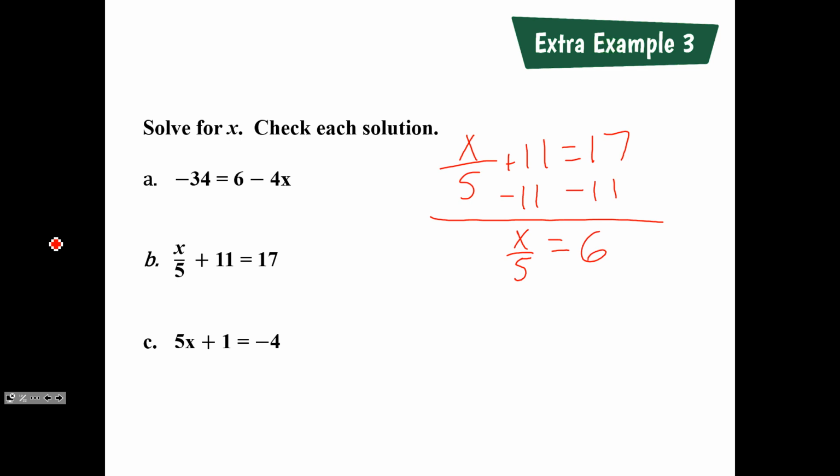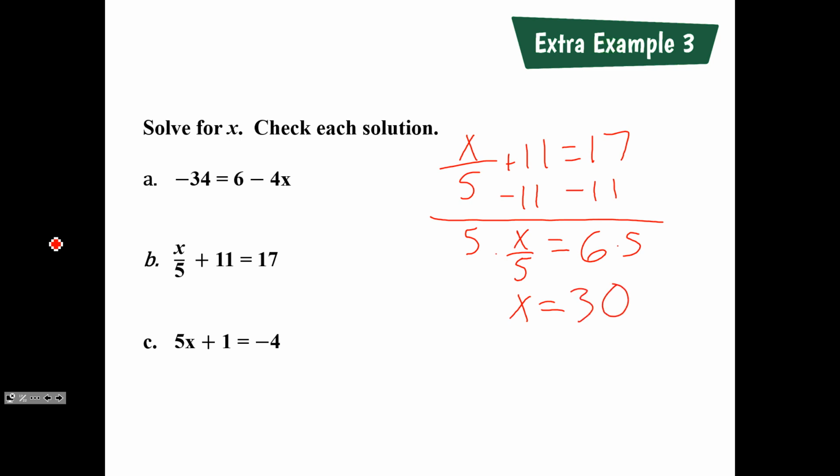Caesar, what'd you do next? You multiplied by 5. Why did you do that? It's the inverse of the division, right? So we multiply 5 by each side. When you did that, what did you get 6 times 5 is equal to? 30. So our x is equal to 30.